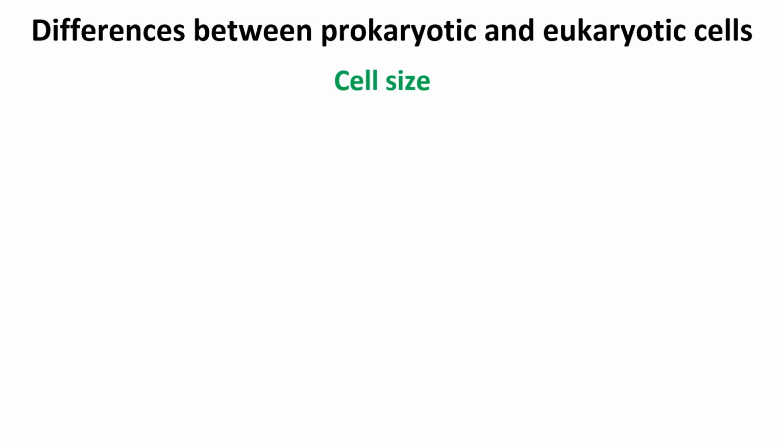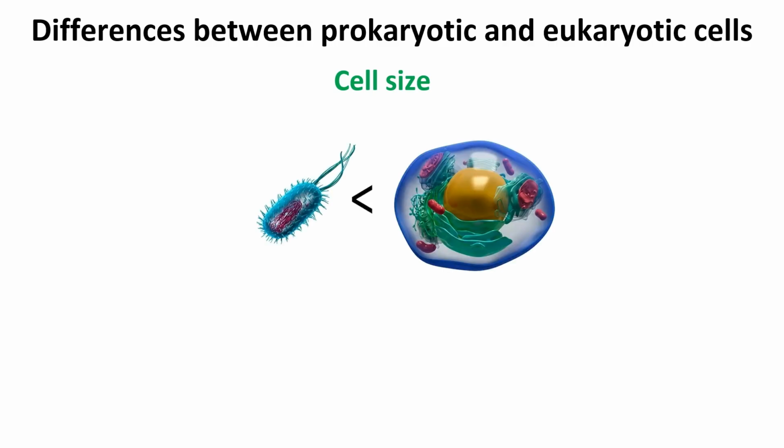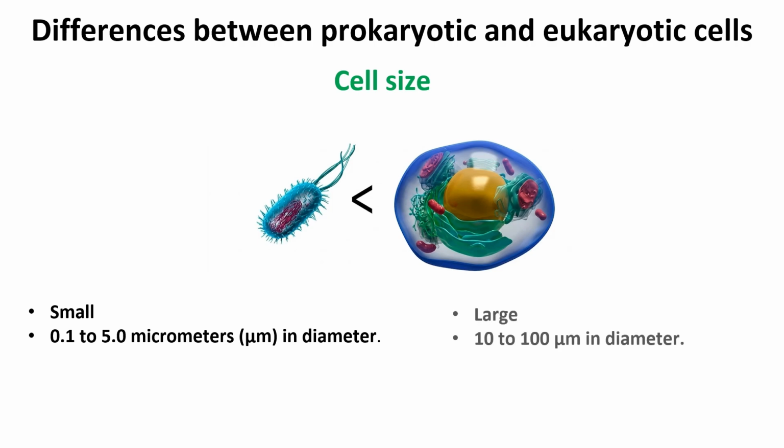When we consider the cell size of these cells, prokaryotic cells are smaller than the eukaryotic cells. So the diameter of the prokaryotic cells is between 0.1 to 5 micrometers, and the diameter of the eukaryotic cells varies between 10 to 100 micrometers.